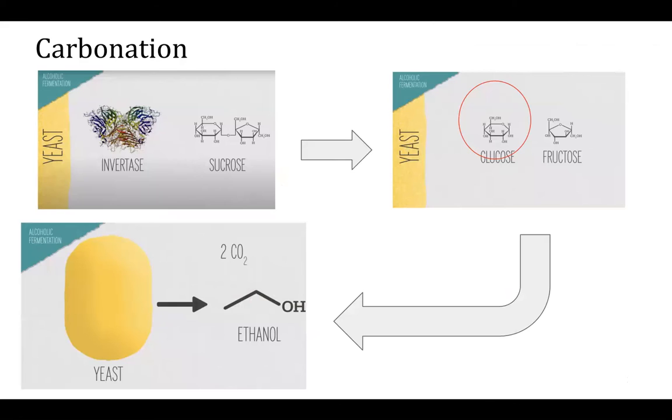So yeast from the SCOBY will convert that sugar into carbon dioxide. And as you can see here, it'll be broken down into glucose and fructose. And I circled the glucose specifically because the glucose will be broken down so much it'll eventually produce ethanol and carbon dioxide. And this production of carbon dioxide that gets sealed in the bottle is why kombucha is carbonated.